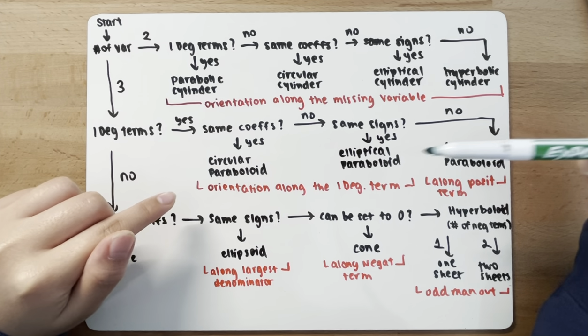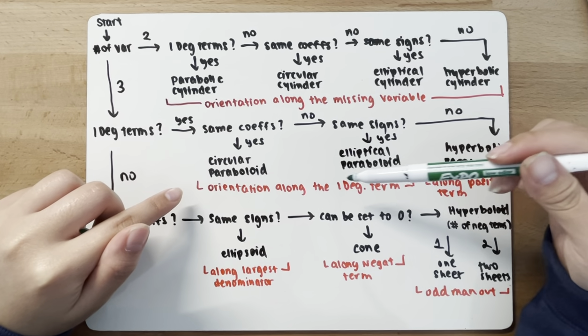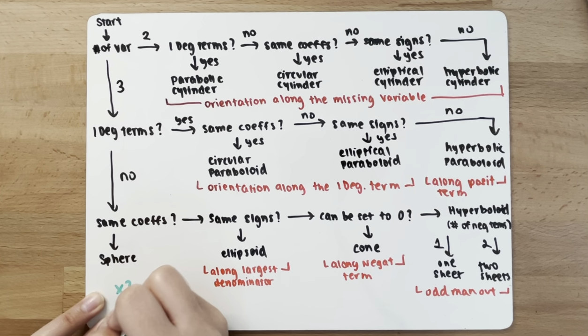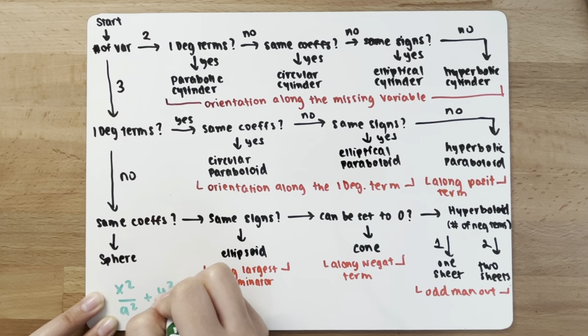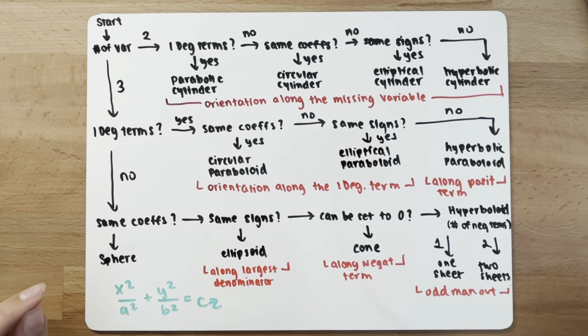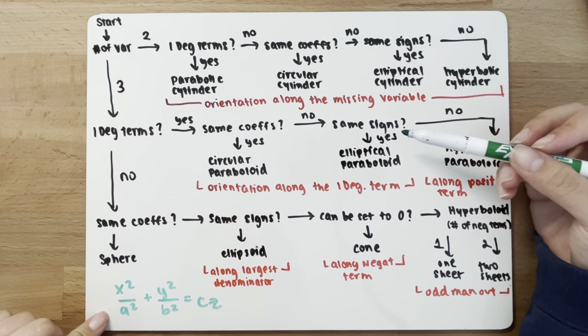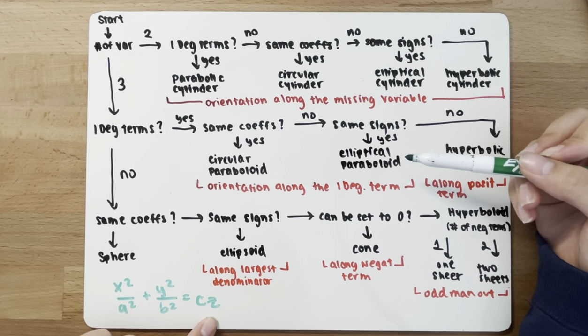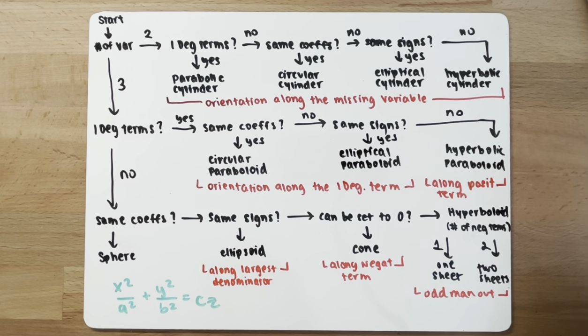And for the circular and elliptical paraboloid, their orientation will be along the 1-degree term. So, for example, if we have an equation that is x squared over a squared plus y squared over b squared equals cz, this does not have the same coefficients. However, it has the same sign, so therefore it's an elliptical paraboloid. And the orientation will be along the z-axis because the z variable is the only variable that has 1 degree.